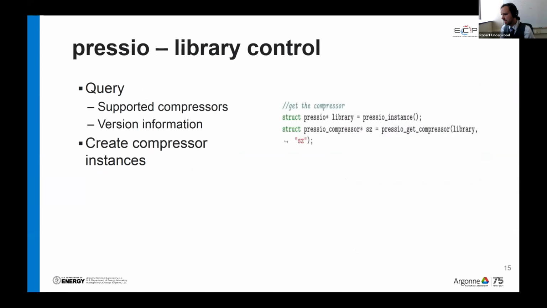Pressio, the library interface, is basically what you would use to query what compressors are supported and get their version information in a consistent way. There's no more looking to see, is it in a library function call? Is it defined in a header? You get a consistent way to query information about version. And by being able to query that in a reliable way, you can write code that dynamically reacts to changes in the APIs or takes advantage of new features as they exist.